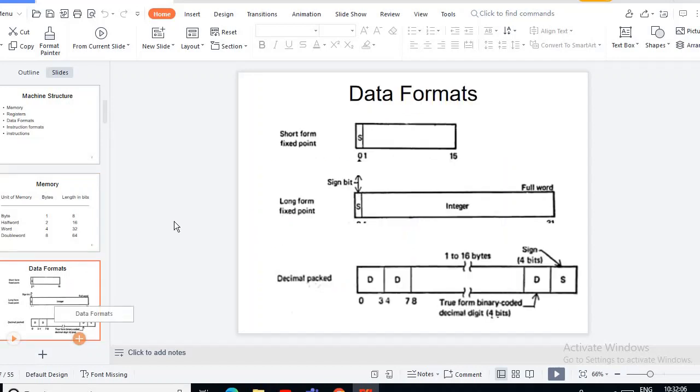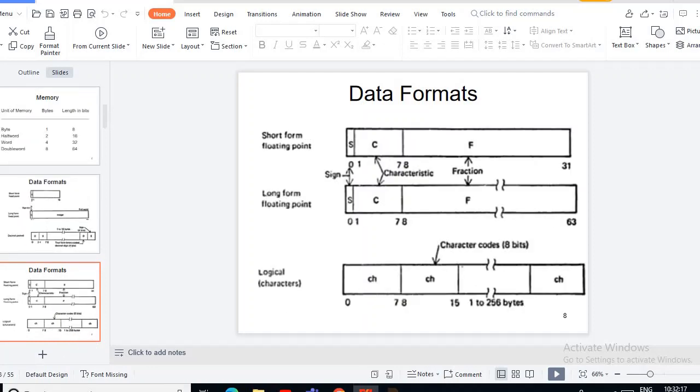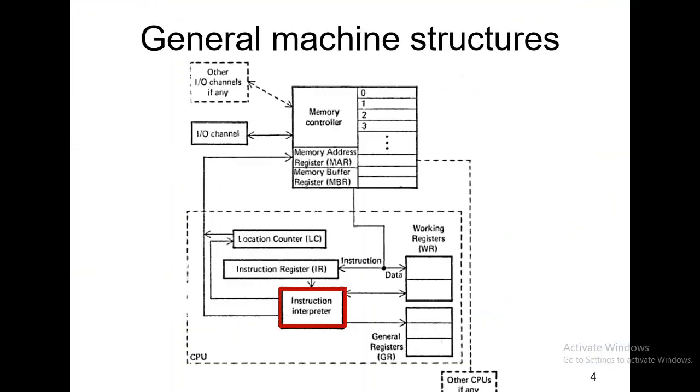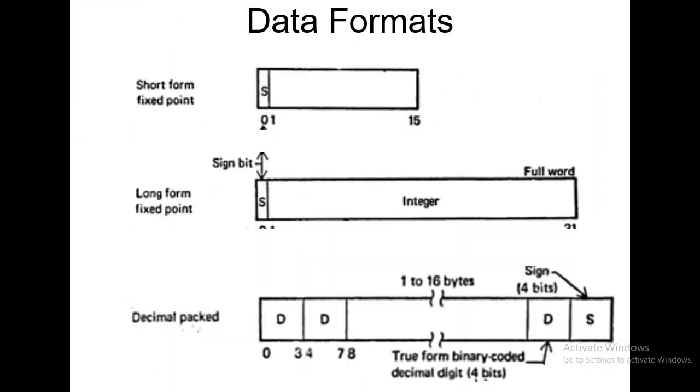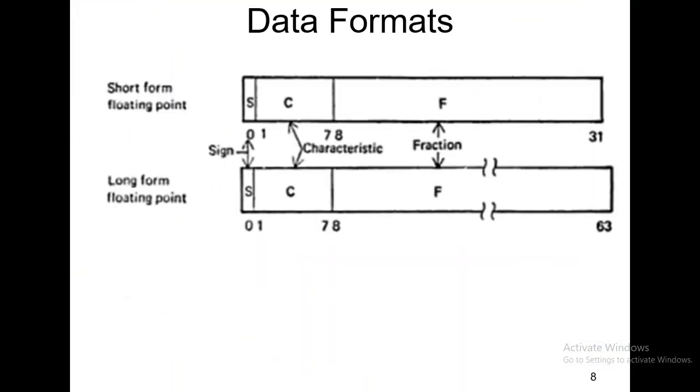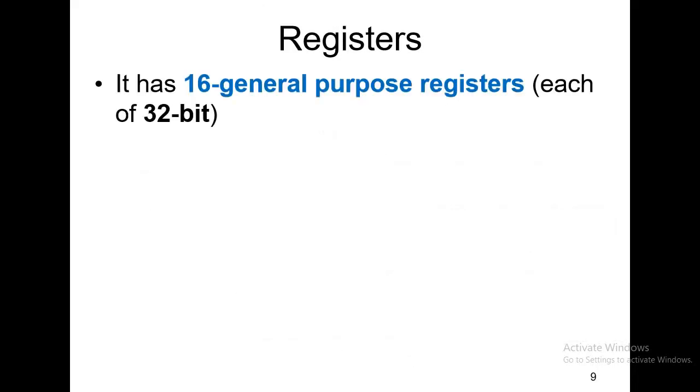Now see the data format. Here first is short form fixed point, second is long form fixed point, and next is decimal packed. And then next one is short form floating point, and last is long form floating point. Registers in this IBM 360 machine, a total of 16 general purpose registers are used, that is register number 0 to 15.